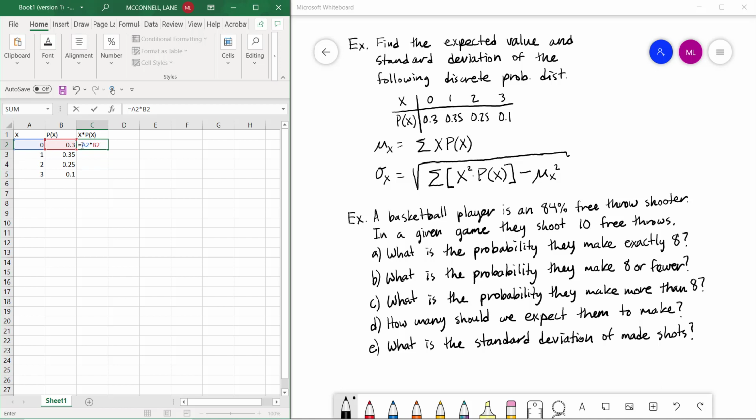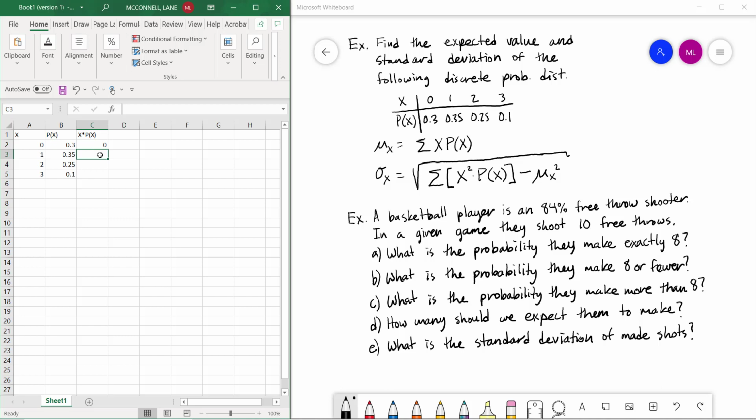And again, using this equal sign, it'll allow us to do a formula, even if it's a formula of our own creation, which is essentially what's going on here. And so if I just take that product of those and hit enter, it will sure enough give me the product. 0 times 0.3 is still going to be 0.